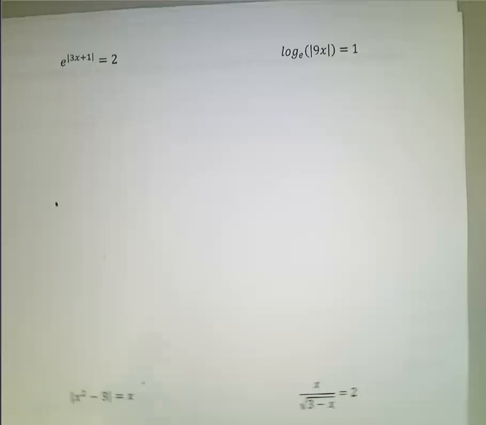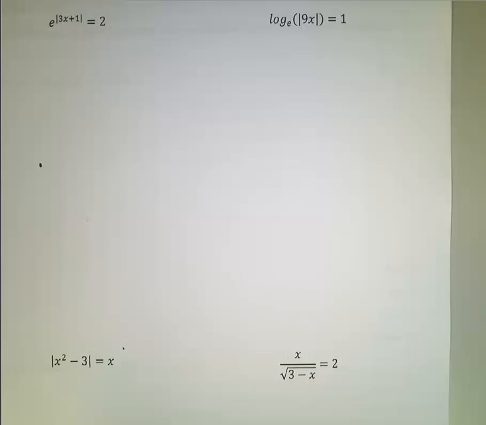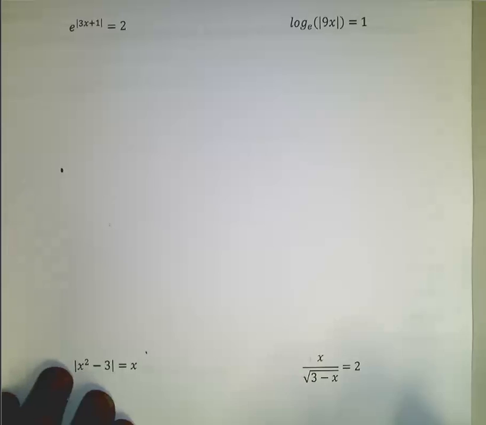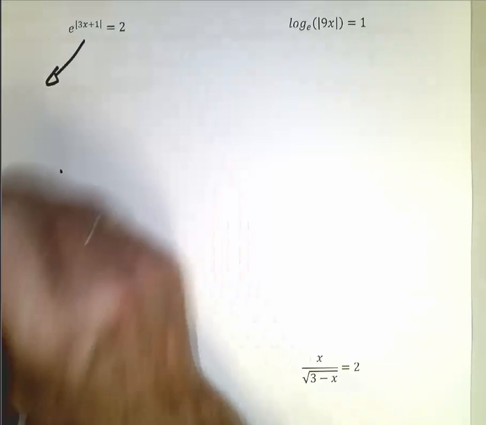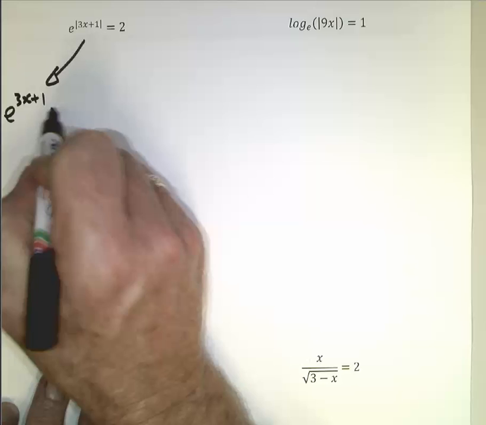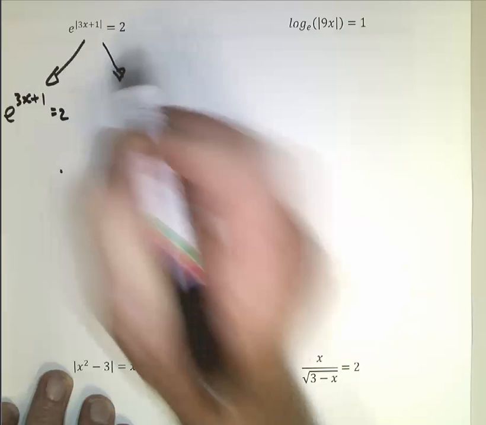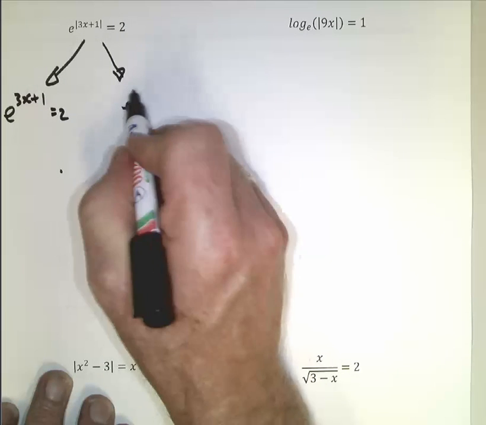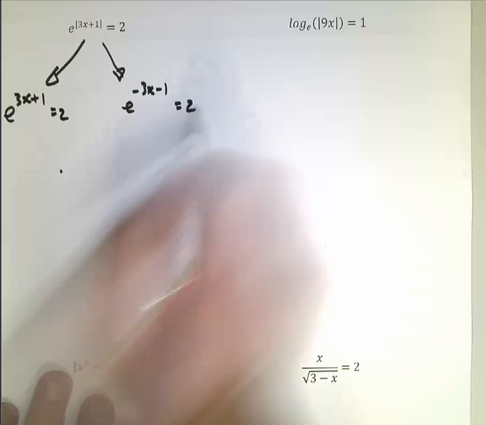Over the page I have a modulus, but that modulus is around the x. So I'm going to have two separate solutions here. I'm going to have, when the modulus is positive, e to the 3x plus 1 equaling 2, or when the modulus is negative, e to the minus 3x minus 1 equals 2.